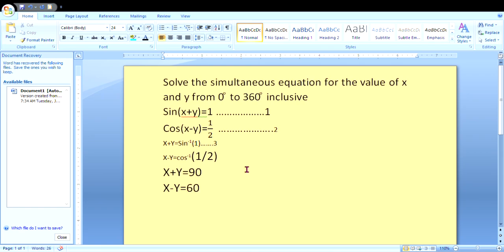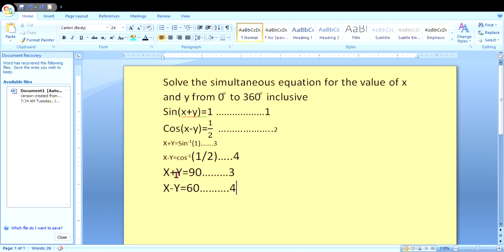Okay, now we have been able to obtain our equations. Let's name this one equation 3 and this one equation 4. Now we have simultaneous equations that can easily be resolved.